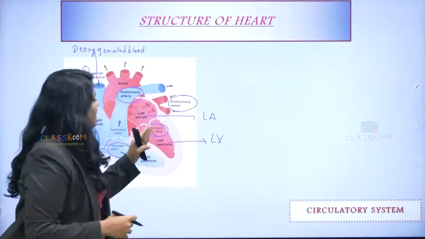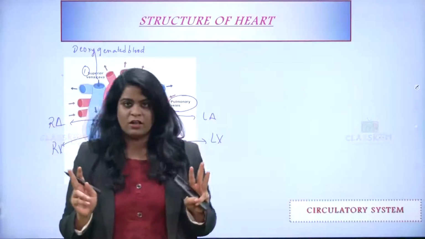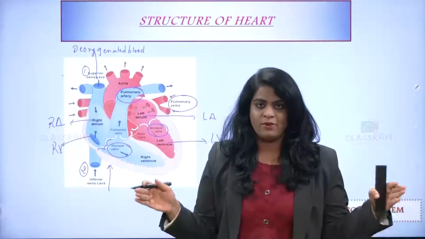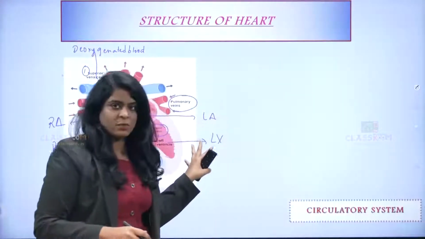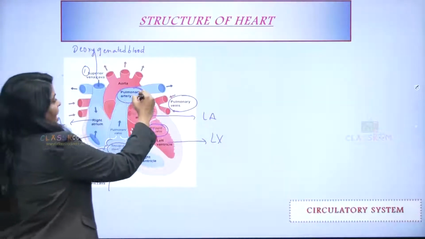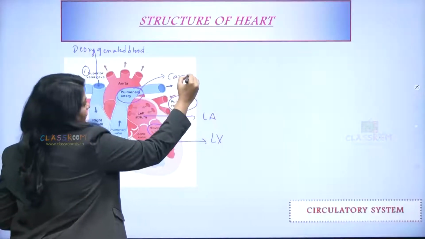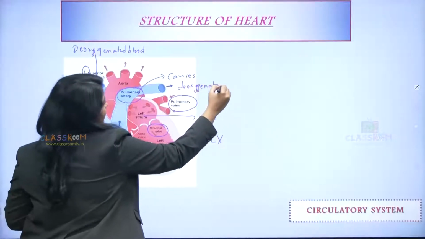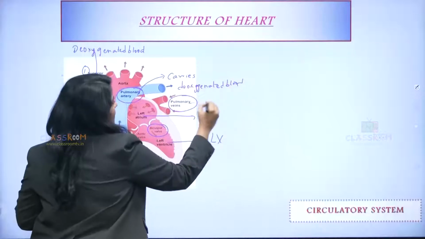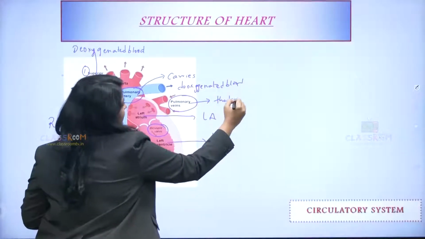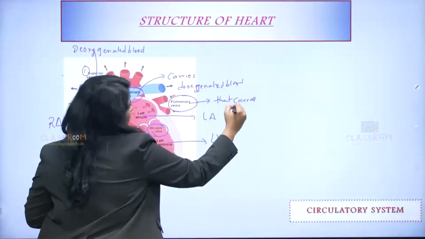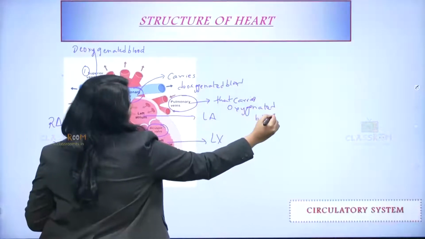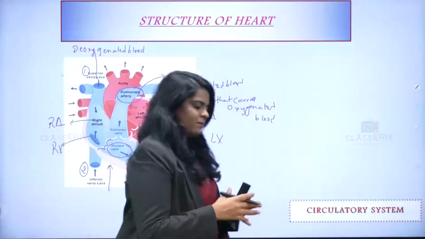And then in between left atrium and left ventricle you have a two-door version, okay. So it's basically like a two-folded door, okay. So that is the bicuspid valve. And you have the pulmonary artery that carries deoxygenated blood, and you have the pulmonary vein that carries oxygenated blood, okay.